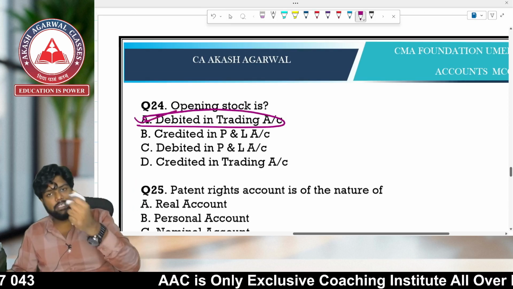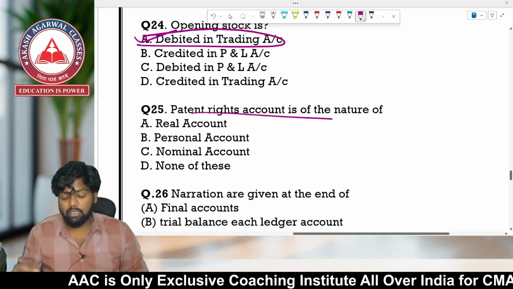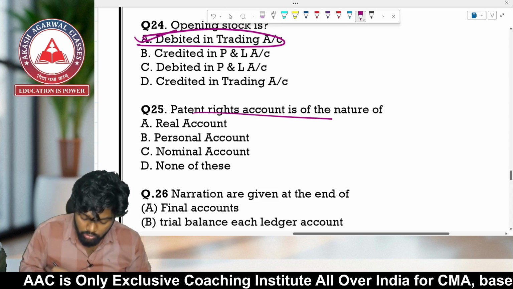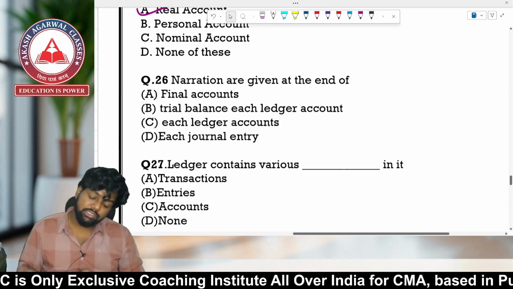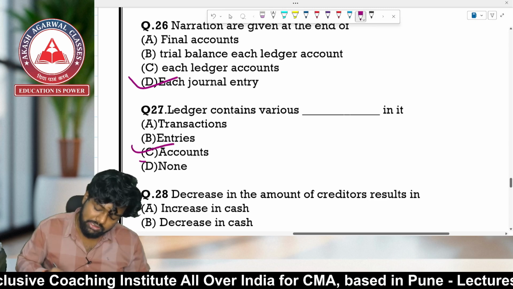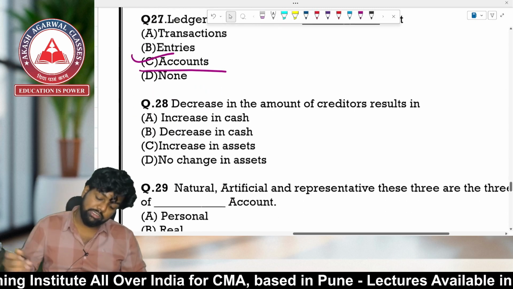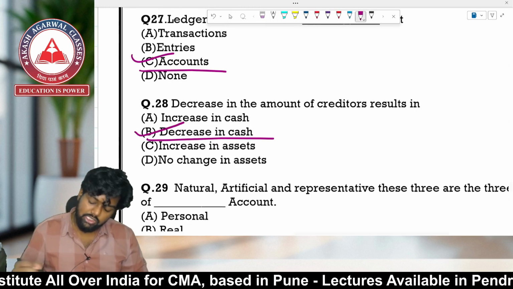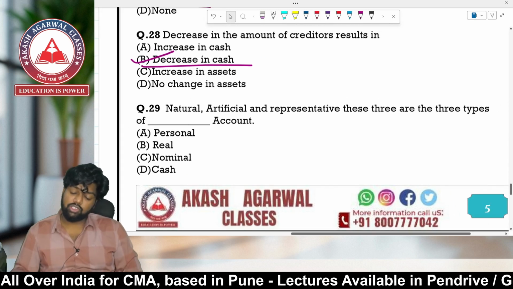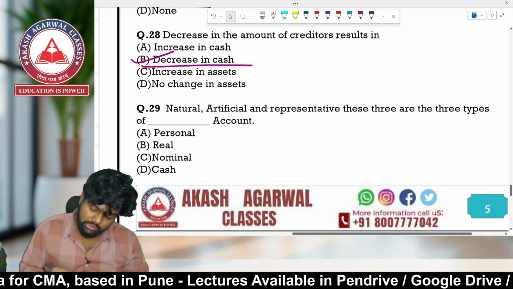I will be clearing this topic of final accounts in the next session. Patent right account is of the nature of which account? Real account. Narration is given at the end of each entry. Ledger contains various accounts in it. Decrease in the amount of creditors results in decrease in cash. Natural, artificial and representative: these are three types of which account?